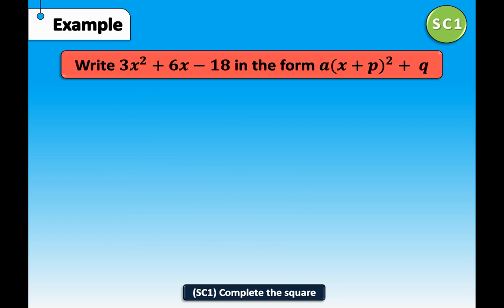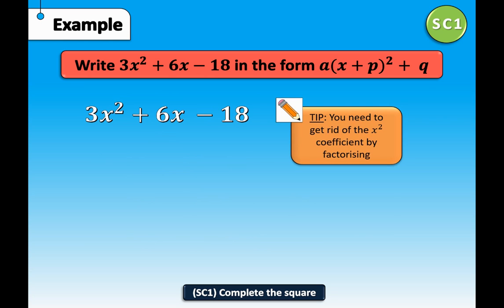Now when we want to put an equation or an expression into completing the square form, and there's a coefficient of x squared, so in this case the coefficient of x squared is 3, we first need to factorise it with that number on the outside of the bracket. So if we factorise it with 3 on the outside of the bracket, we get 3 brackets x squared plus 2x minus 6. Then we can just ignore the 3 on the outside of the bracket for now and do completing the square for what's inside the bracket.